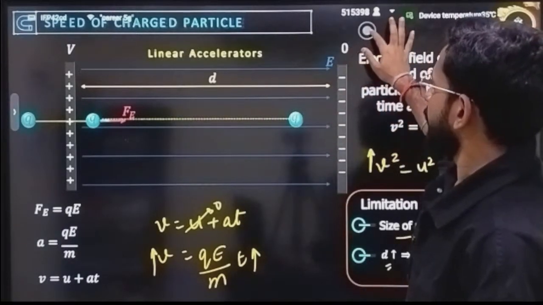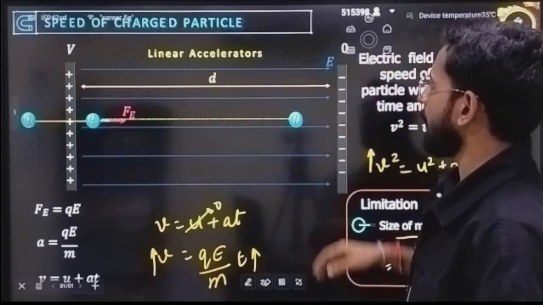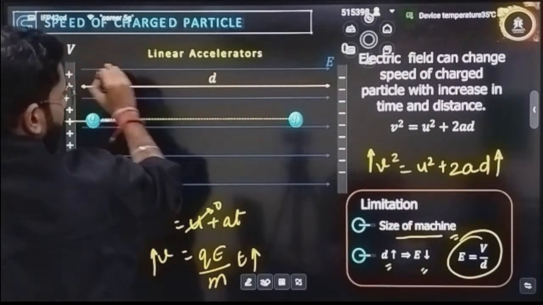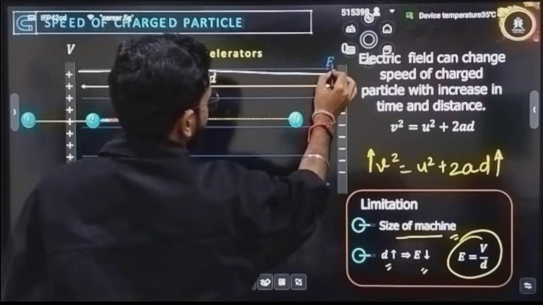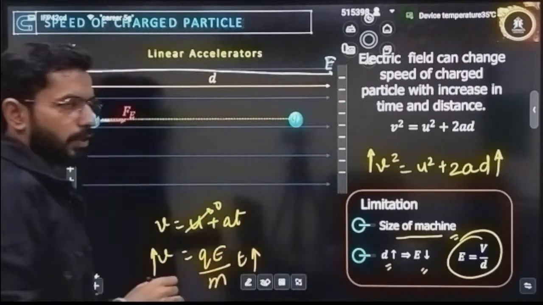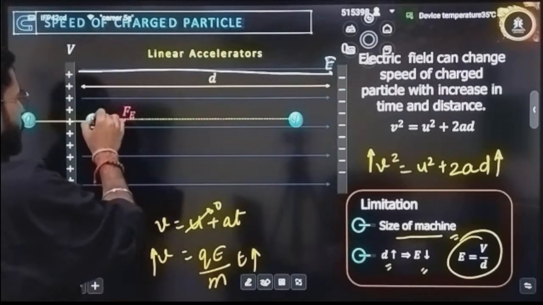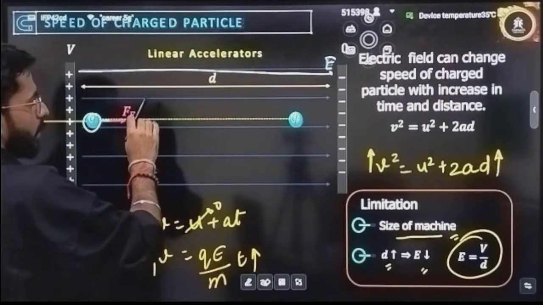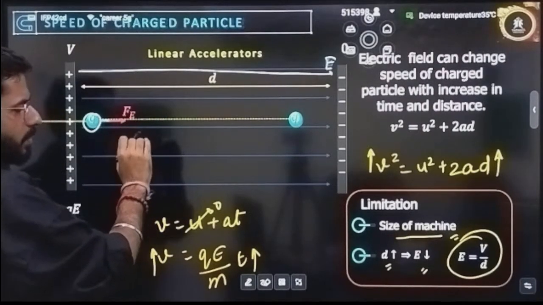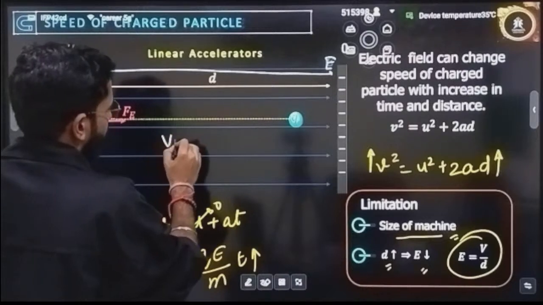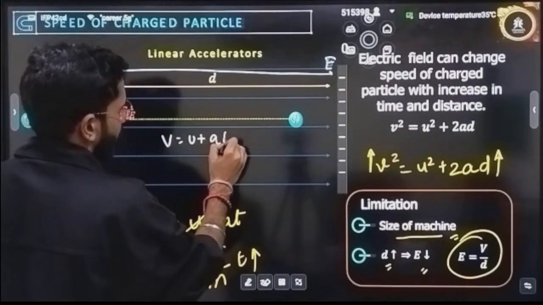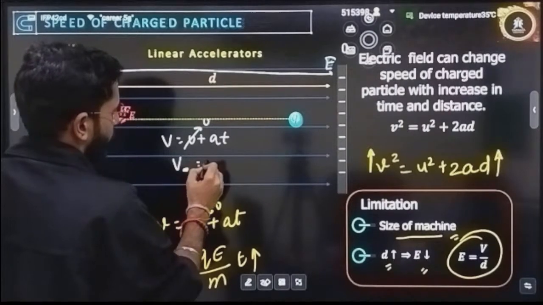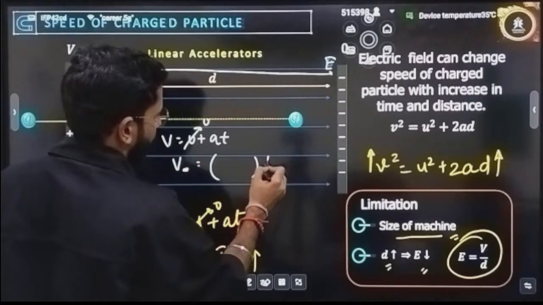Let's check what will be the speed of the particle. You have applied a simple electric field, from higher potential to lower potential, and a charged body is at rest. You want to calculate the velocity when you release it. Initially the velocity is 0. How will we write it? v is equal to u plus at. Initially u is equal to 0, so the velocity is equal to acceleration into time t.